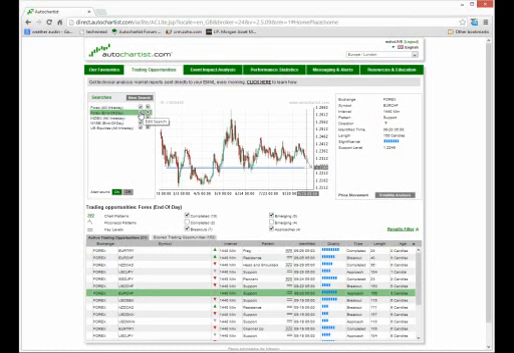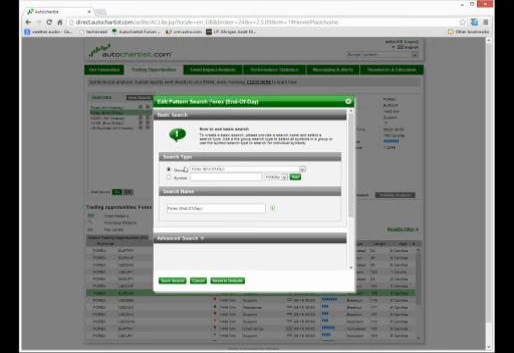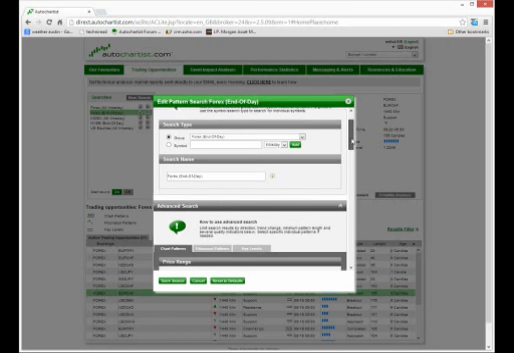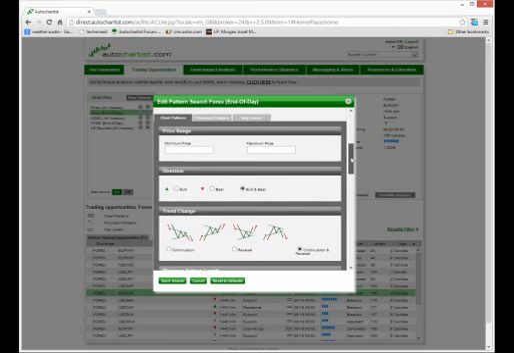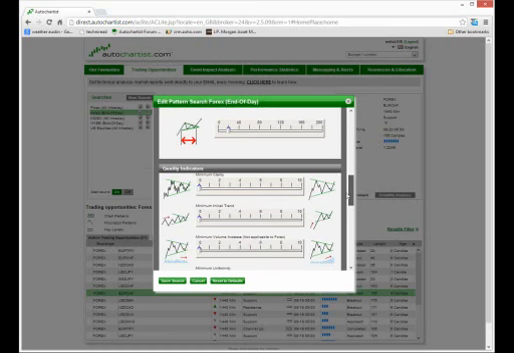So if you actually click on this little edit search button within Autochartist, you come up with the ability to edit the search criteria. And if you click on advanced search, you'll see a whole new world opens up, so to speak. And you're given the ability to search for many different types of criteria patterns.